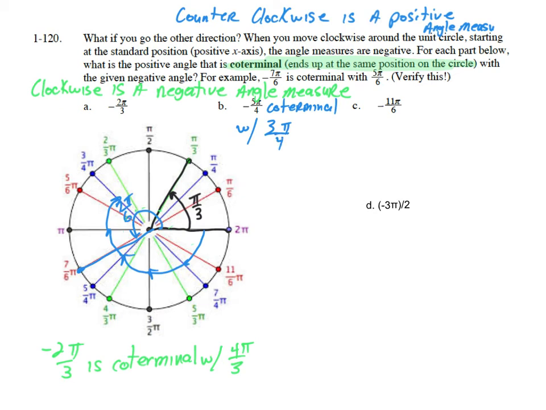Now, I'd like you to pause this and find positive coterminal angles for C and D. Please pause it now. Thank you for returning. In part C, if you go a negative 11 pi over 6, that would be coterminal with a positive pi over 6. And in part D, if you go a negative 3 pi over 2, that's going to be coterminal with pi over 2. On to the next slide.